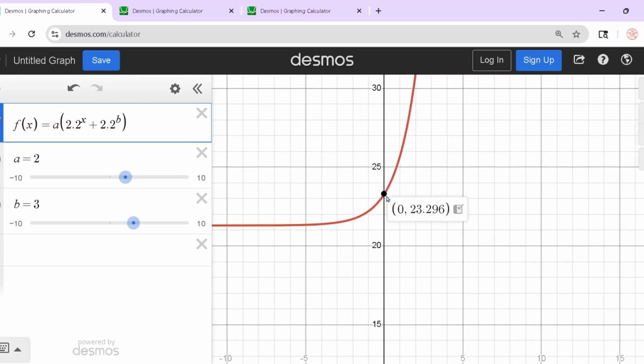Then it's 23.296. Well, okay, what does that make everything? Well, I've already got it set up.